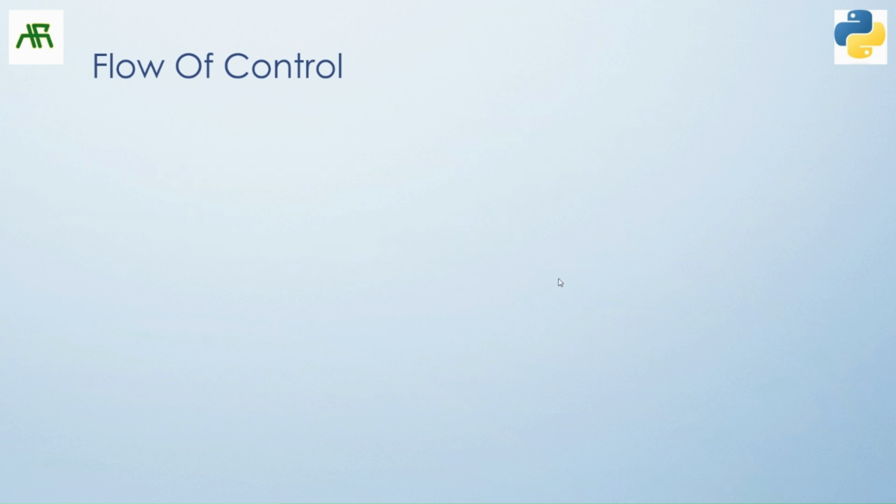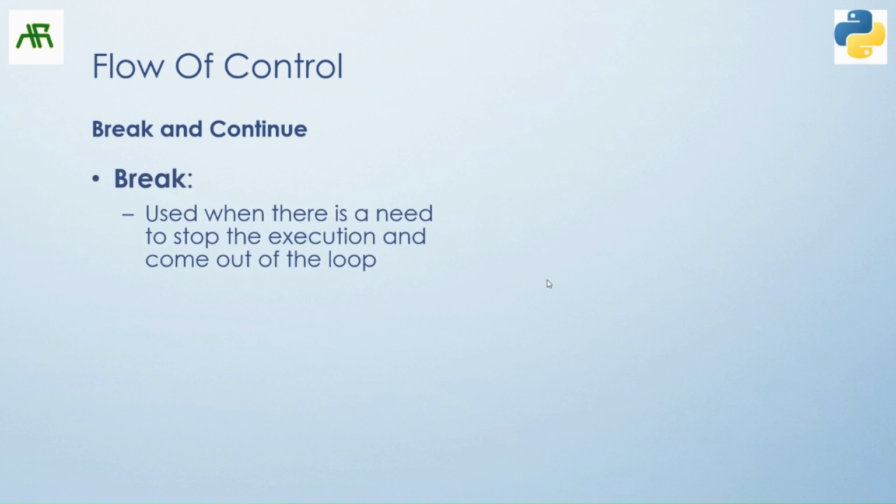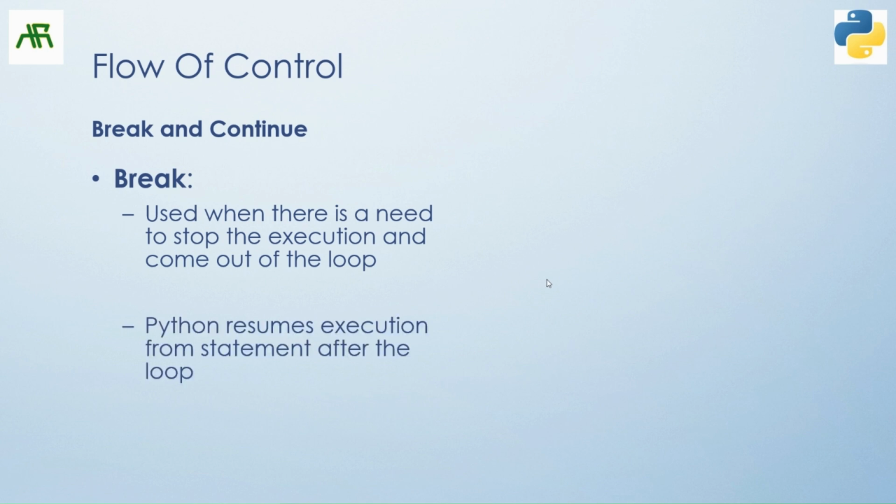While running for or while loops, there could be scenarios where we want to break out of the loop, stop the loop completely, or skip the value we are processing and proceed further. Break and continue help us do that. Break is used when there is a need to stop the execution and come out of the loop completely. Python resumes the execution from the statement after the loop.